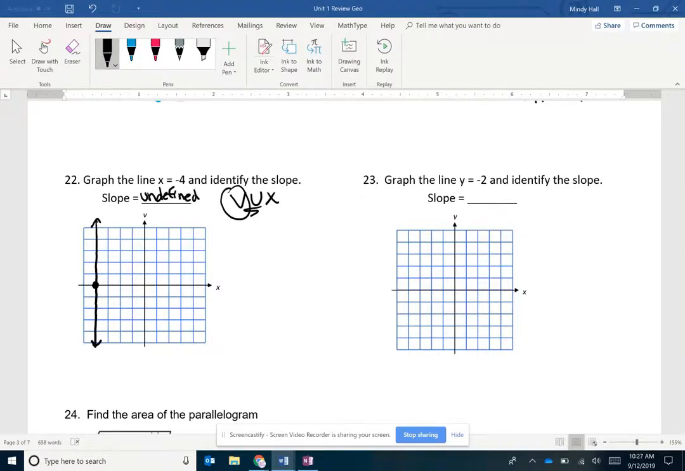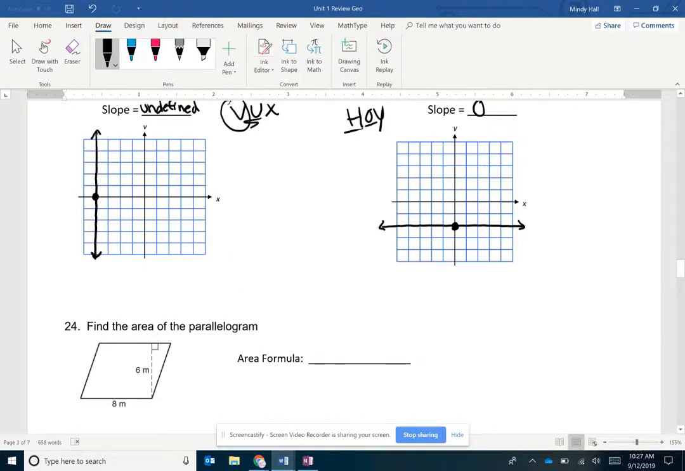Okay, so then for y equals negative 2, that's hoy. The slope is 0, and it's horizontal. So at negative 2 on the y-axis, we have a horizontal line. Okay?